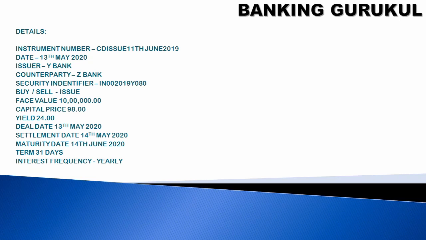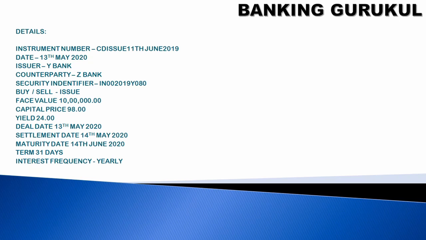10 lakhs. Then the price: all certificates of deposit will be issued at a discounted price. For example, I say 98%, which means you have taken a certificate of deposit. For example, Y bank has taken from Z bank. Z bank will give 98%, which means 9,80,000. But on maturity, you have to give 10 lakhs. So this is the discounted price.